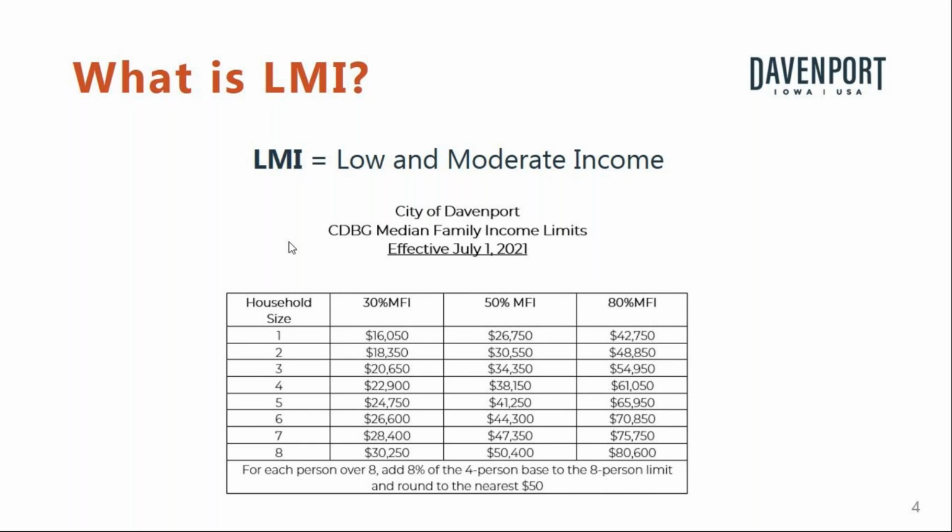So we do tend to serve a gamut of people from extremely low all the way up to the 80% and everything in between. And so at different income levels, there's different needs, and the CDBG program will fund those different needs.